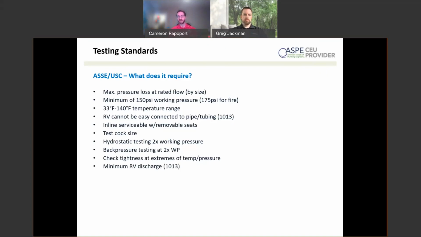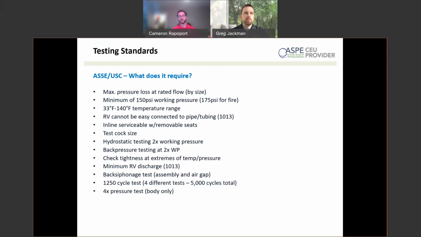There's a minimum amount of relief valve discharge, which we'll talk a little bit about. There's back siphonage testing. There's cycle testing, so it's going to cycle the valve. It's 1,250 cycles of 4 different tests, so it's going to go through 5,000 cycles of different rates of flow, getting back pressure, getting back siphonage, flowing again. They're going to subject the body to a 4 times pressure test, so 700 psi. And it can't leak, it can't deform.